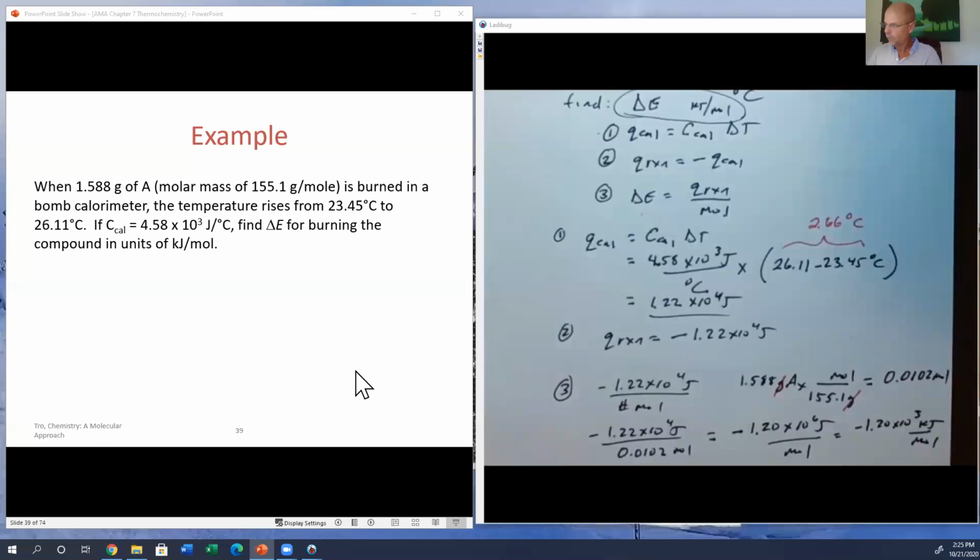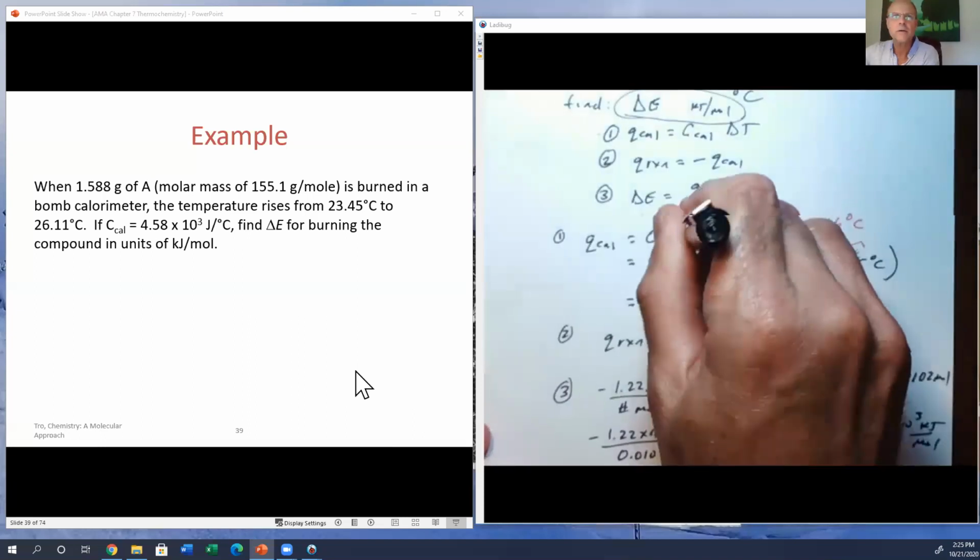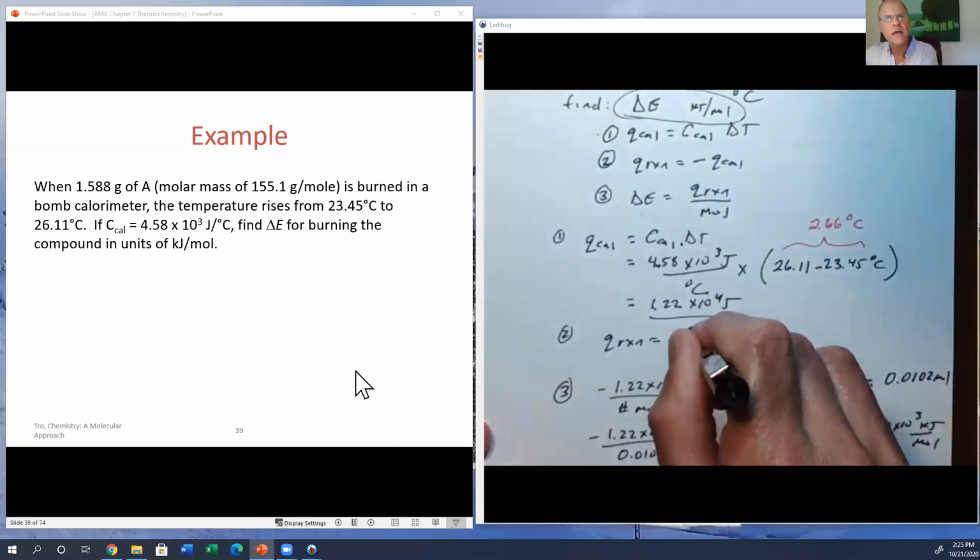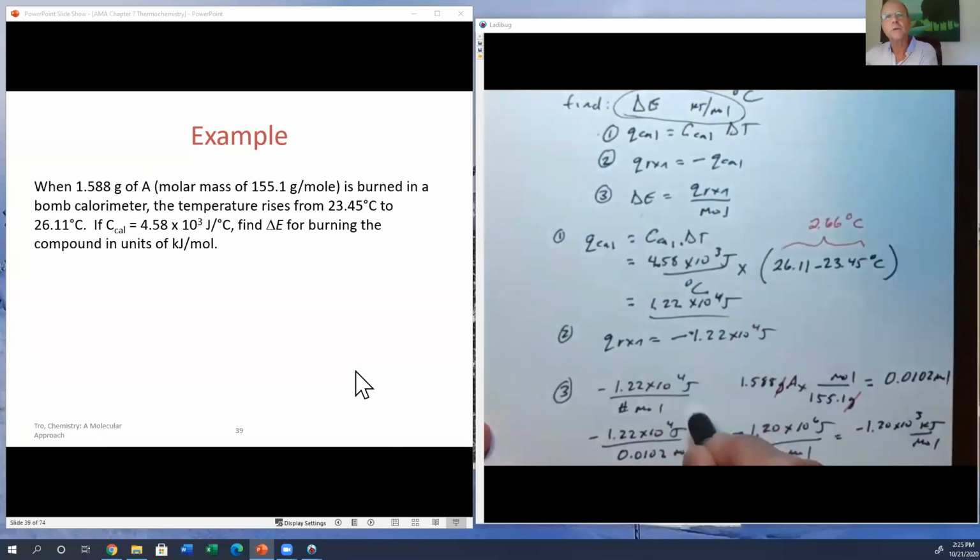Oh, wait a minute, is that right? 1.22 times 10 to the, yeah, that's right. Does that make sense? So it's just those 3 parts. Figure out Q calorimeter, figure out Q reaction, then figure out Q reaction per mole. That's how you work these kinds of problems. You ready to try one yourself?